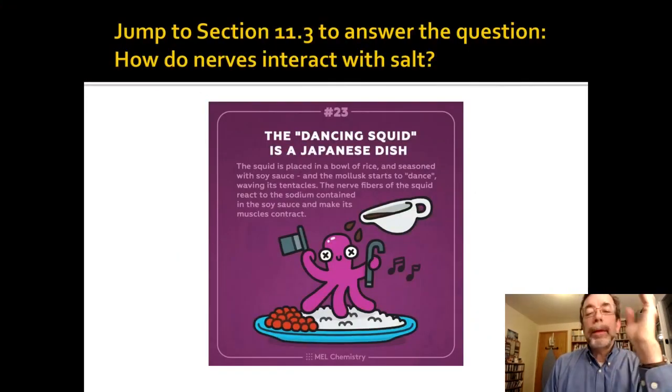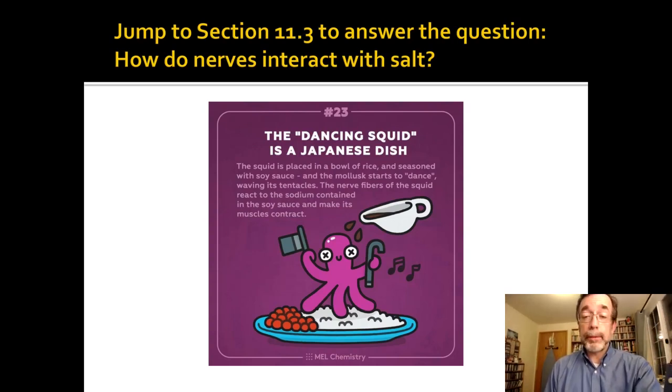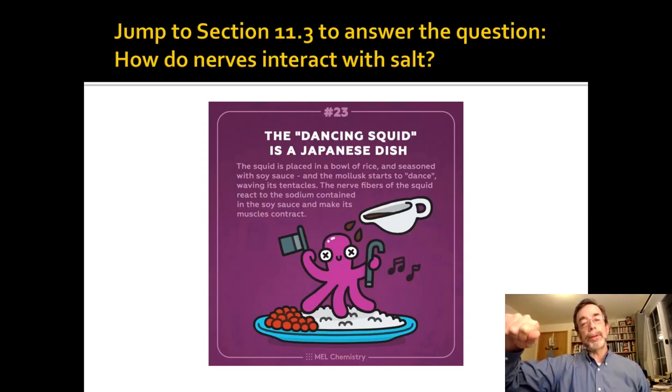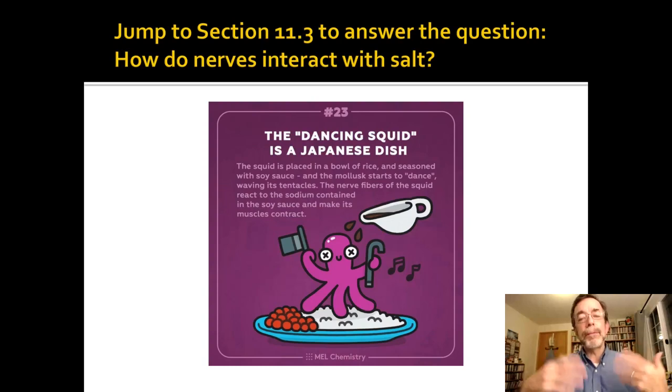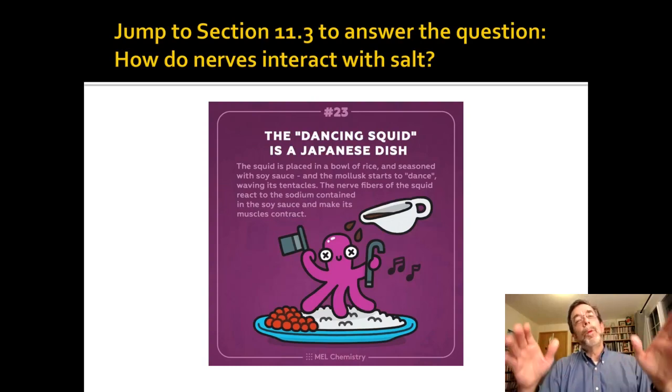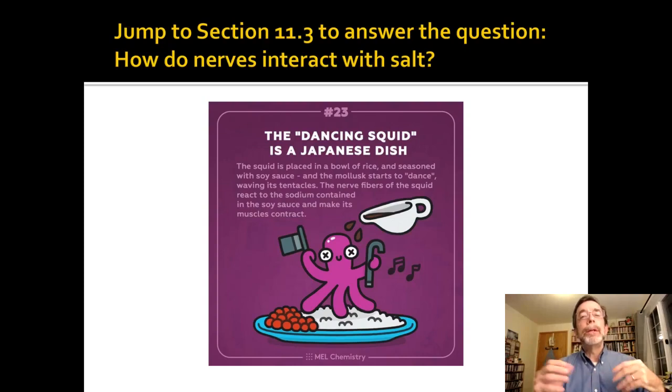So there's actually a dish apparently called the dancing squid. I haven't ever seen this. There's probably videos. I'm not sure I want to look for them because it seems a little bit weird, but it seems cool too. So squid is placed on a bowl of rice, and then you add soy sauce to it, and the mollusk starts to move. It starts to dance because the nerve fibers of the squid are still intact, and they contract when you add salt. So why do nerves react to salt so much?